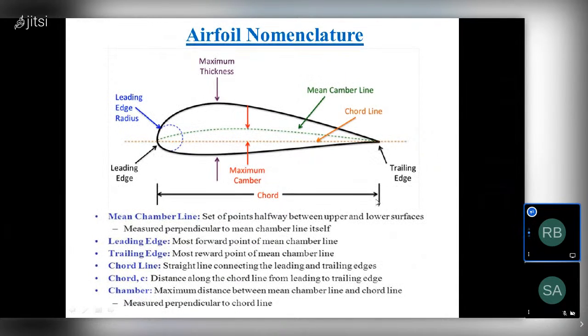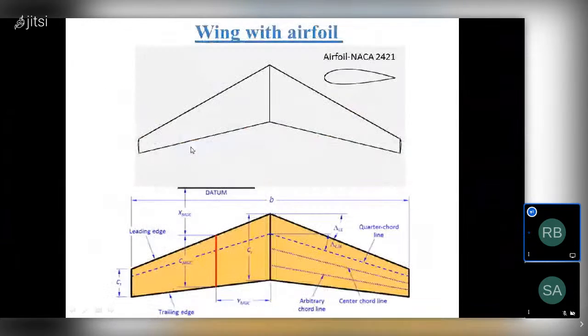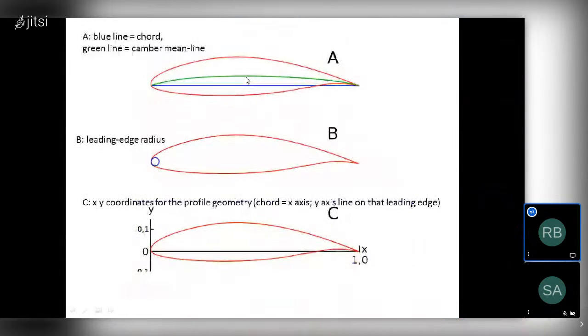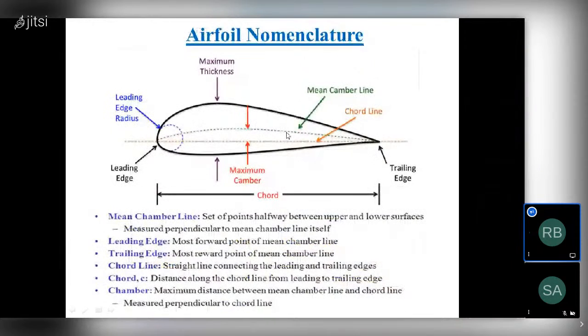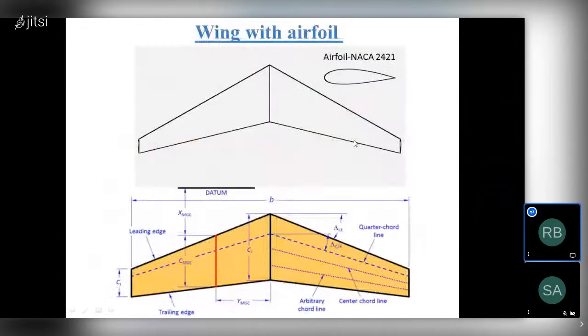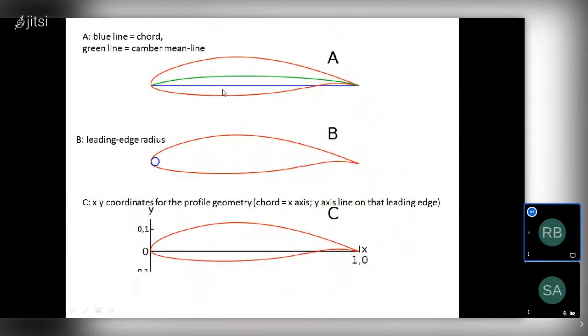And the distance from leading edge to trailing edge is known as the chord, generally called C. The straight line from leading edge to trailing edge is the chord line. Other things were already discussed. So let's see. Here we have the green line, that is the camber mean line, and that is the chord line.